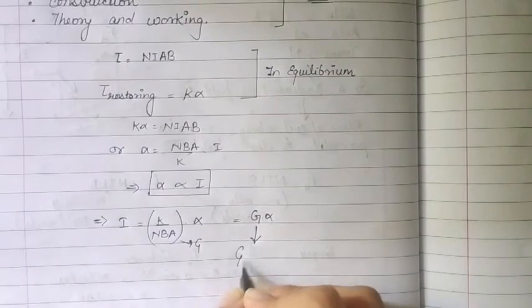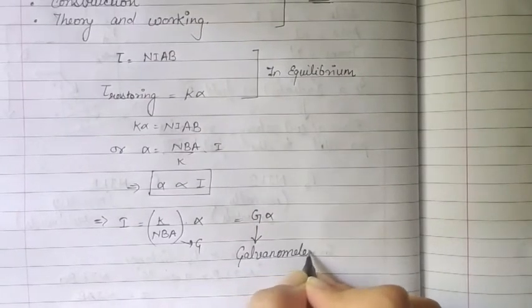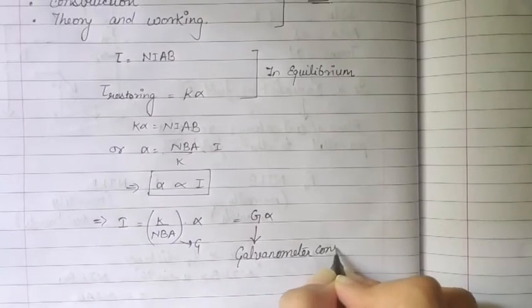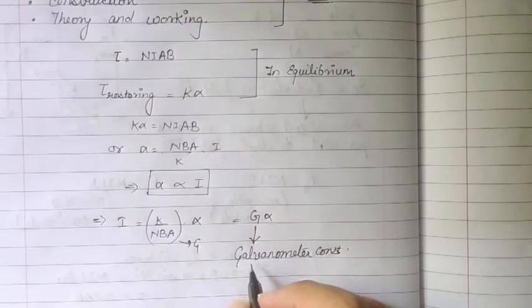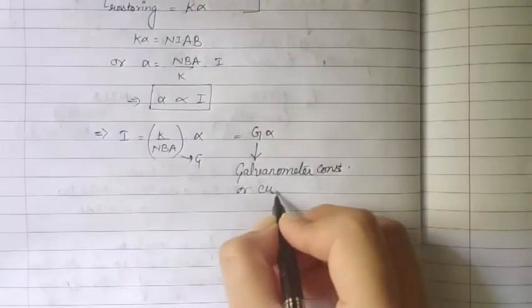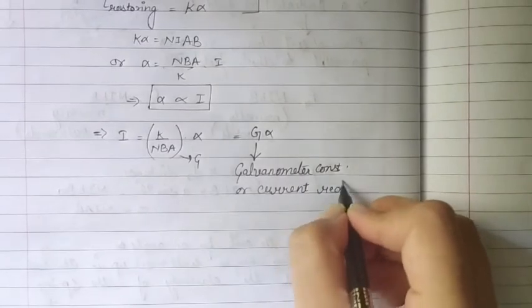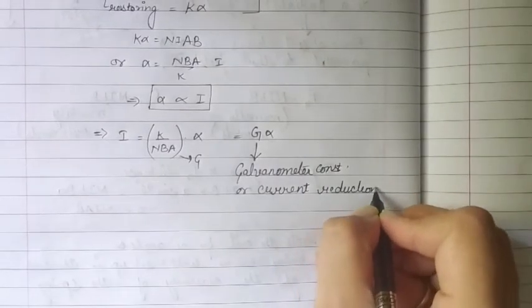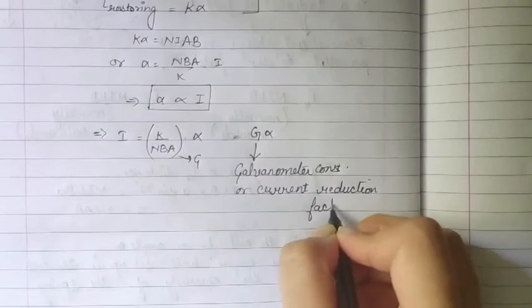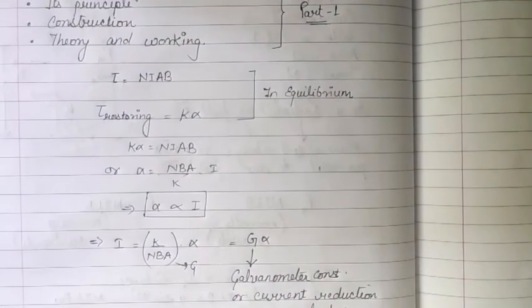galvanometer constant, or current reduction factor. Right, so all this we have studied in the previous video.